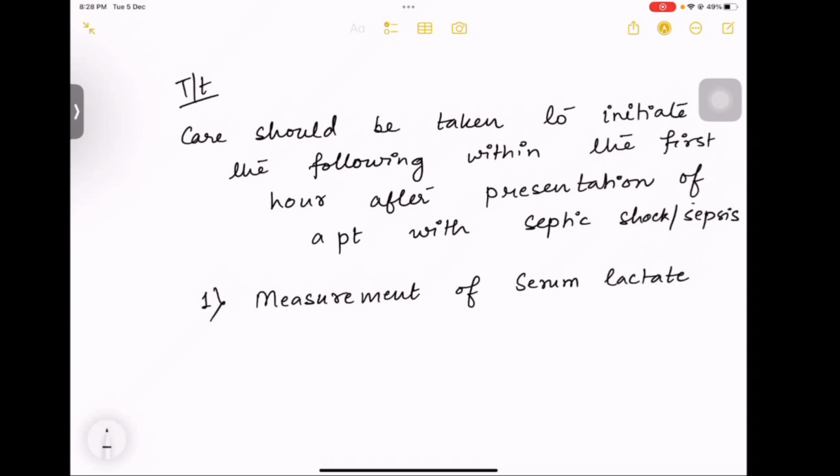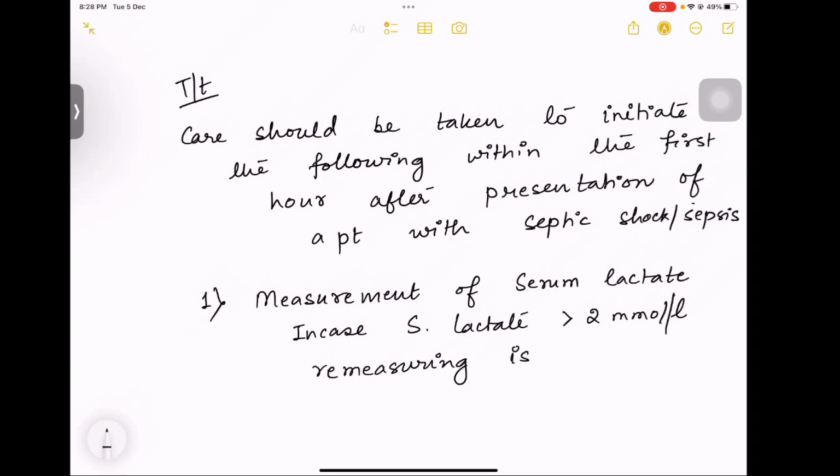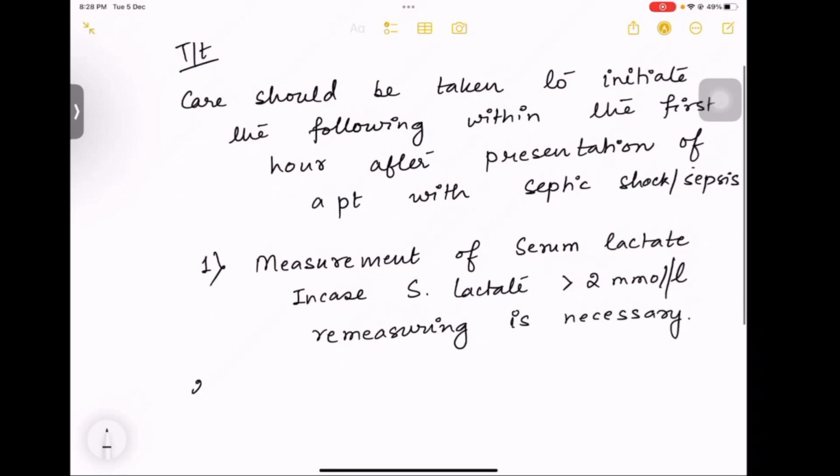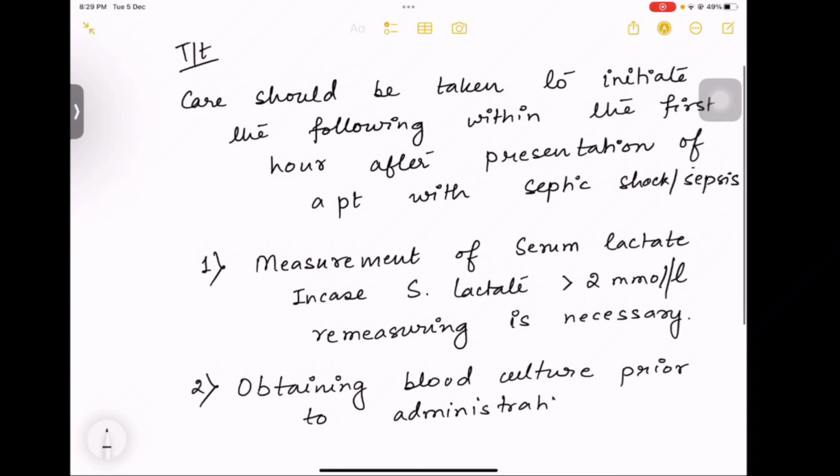First of all, you have to measure the serum lactate. In case the serum lactate is more than 2 millimole per liter, re-measuring is necessary. You have to re-measure the serum lactate. Now, I may ask you why serum lactate goes high? Because in septic shock, as this is a case of shock, that means the patient is in hypoxia, the cells will go to anaerobic metabolism. Second, you have to administer the antibiotics to the patient.